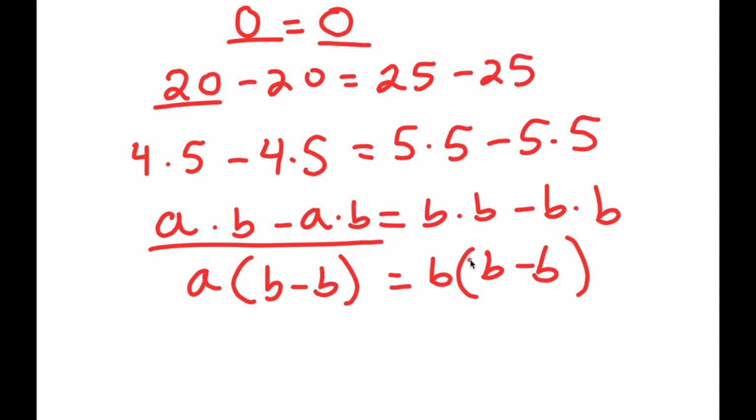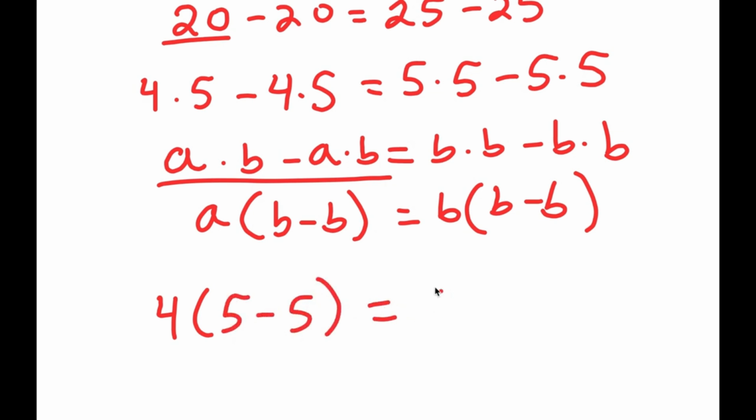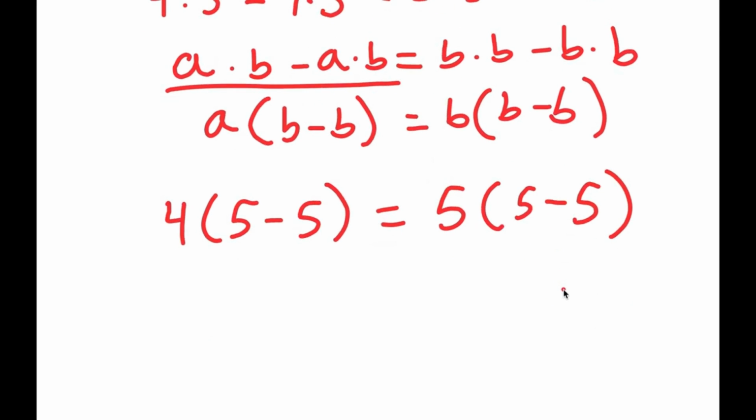So now in the case of this, for my left-hand side, I'm going to factor out 4. So I get 4 times 5 minus 5, which is equal to, for my right-hand side, I'm going to factor out 5. So I get 5 times 5 minus 5. So now I have 4 times 5 minus 5 is equal to 5 times 5 minus 5.